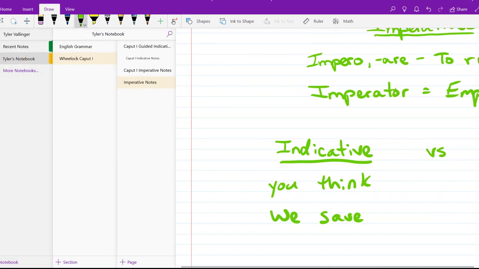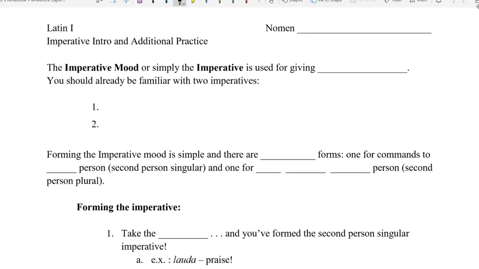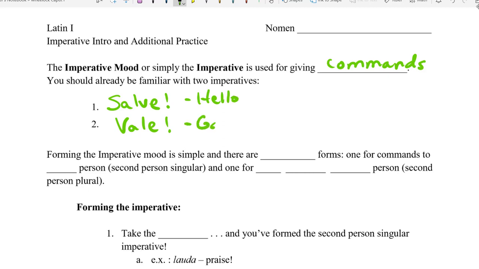So let's just get into the notes. I don't want this to be too long, but the imperative mood, or what I'll usually call just the imperative, is used for giving commands. Okay, and we should be at least somewhat familiar with two imperatives already, salve and vale, right, the words for hello and goodbye. So these are actually command forms. You're commanding someone in both senses to essentially be well.